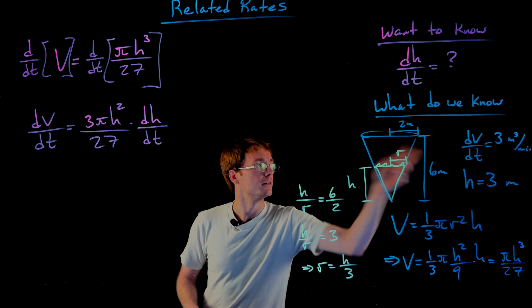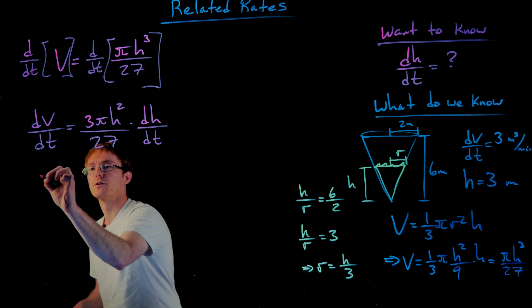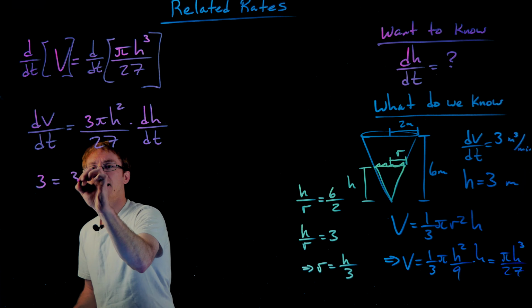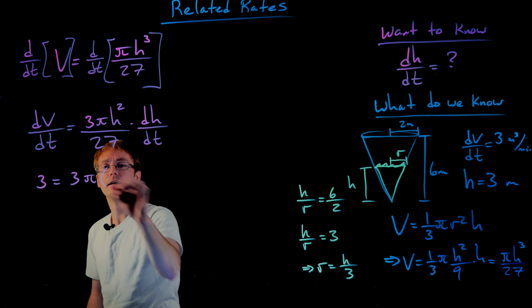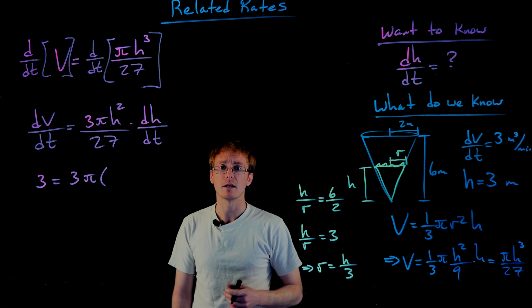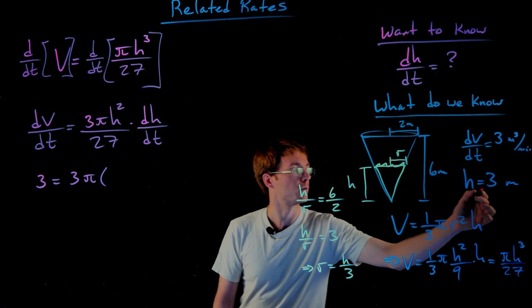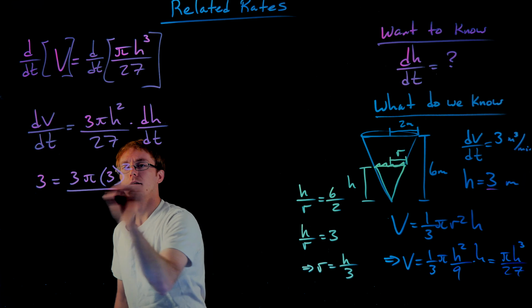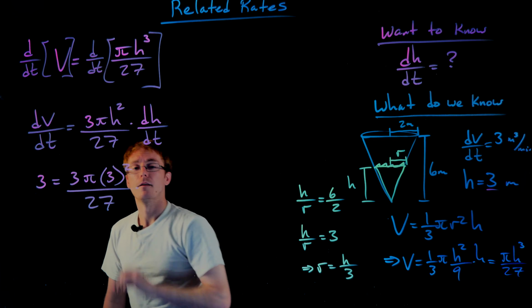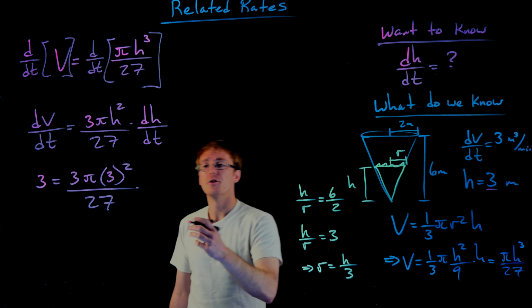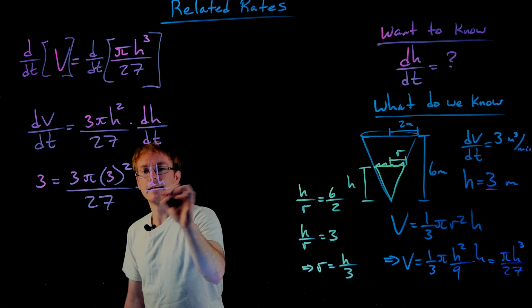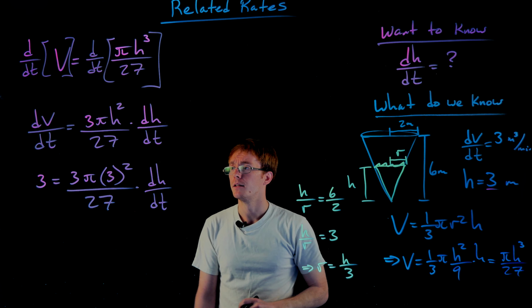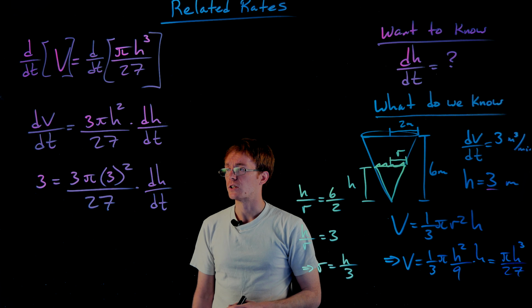So let's see. dV/dt was equal to 3. Then we have that equal to 3π times the height of the water level at our moment of time. But that was also 3. And then the only thing left is that unknown quantity, dh/dt. So let's go ahead and simplify this as much as we can.